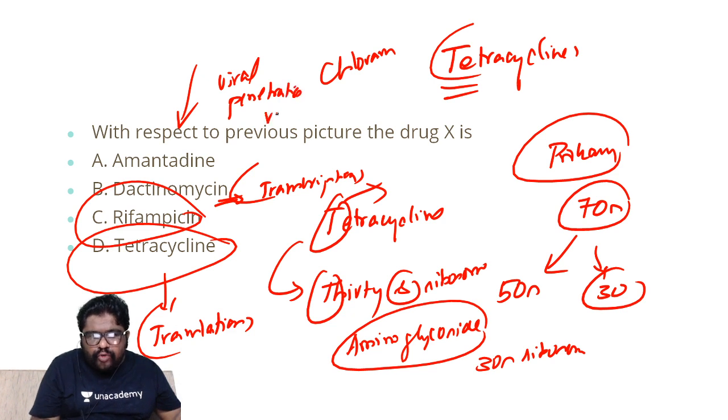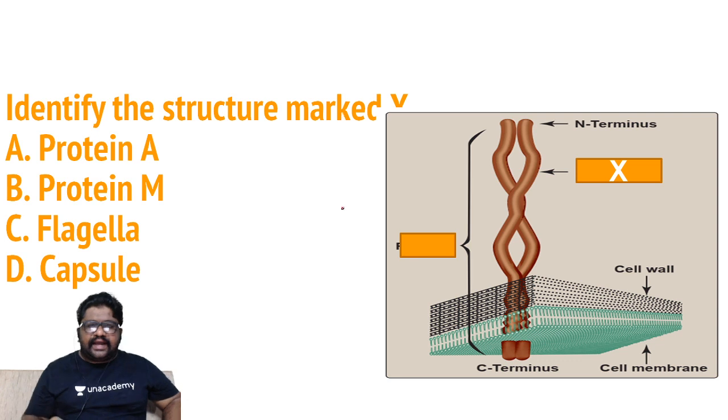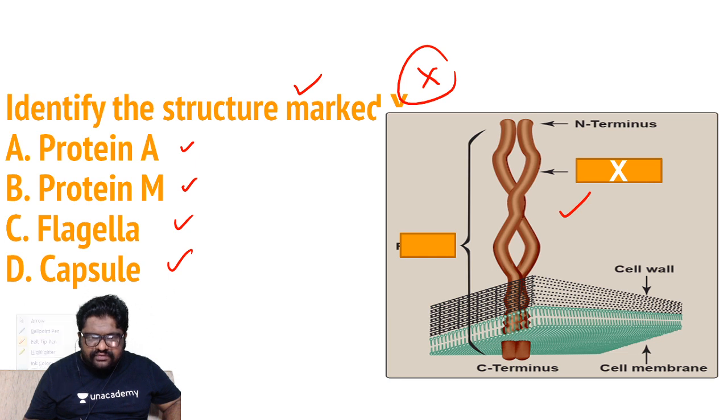So I hope you'll be able to understand the logic that I'm trying to tell you in terms of every single drug. Let's go for the next picture-based question. Identify the structure marked as X. This is the structure I want you to look at. Is it protein A, protein M, flagella or capsule? Go for it, people. Give me any answer, it's fine.